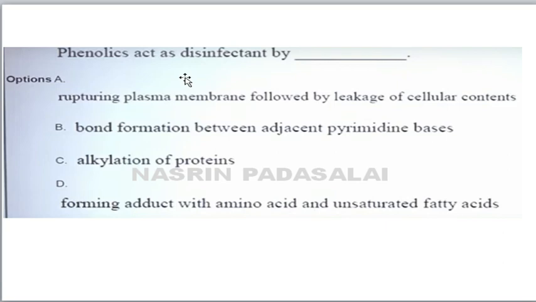Next, phenolics act as a disinfectant by. So you should know the mechanism of action of phenolics. Phenolics act by denaturing and coagulating proteins, and they also damage the permeability of the membrane. So the action of this particular disinfectant is by rupturing the plasma membrane, followed by leakage of cellular contents. Okay, so this is the correct answer.